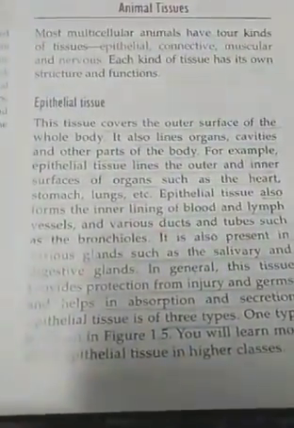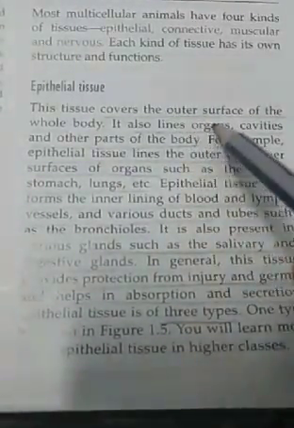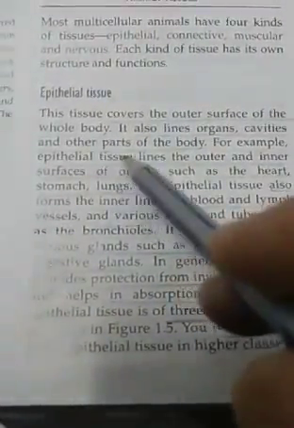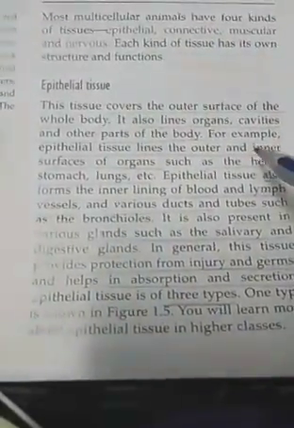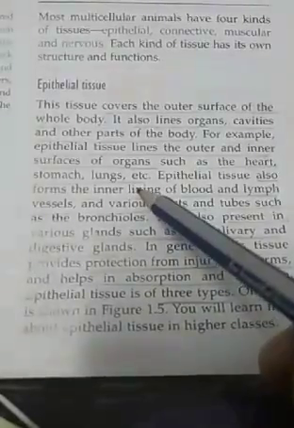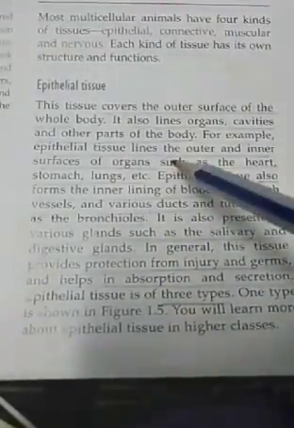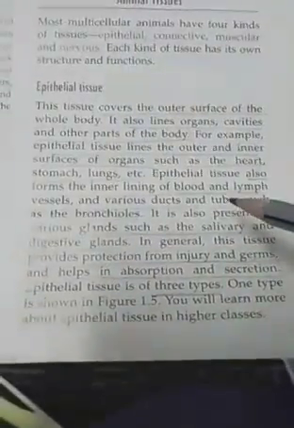Epithelial tissue covers the outer surface of the whole body, and it also lines organs, cavities, and other parts of the body. For example, the various organs of our body, like heart, stomach, lungs, are covered from outside and inside with a membrane made up of epithelial tissue.